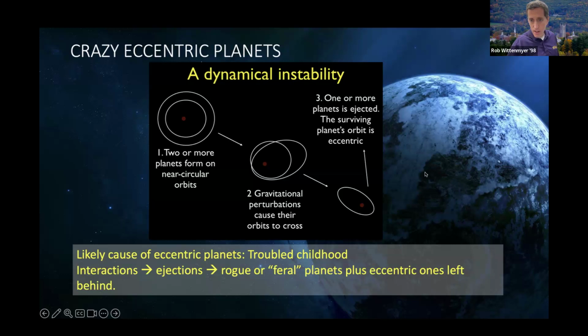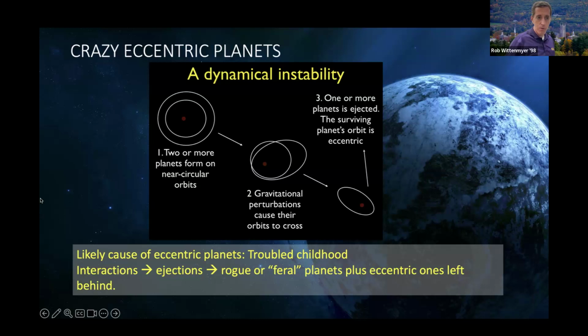Phaethon's an asteroid. The plot was made by my friend John T. Horner, who is like a solar system guy. He had to put Phaethon in there. You find that you start with a nice orderly system of planets, and then you form too many planets. They interact with each other. Bad things happen. You kick out one, you get a feral planet. I'm trying to make feral planet happen. And you get one that's left on this really weird orbit.